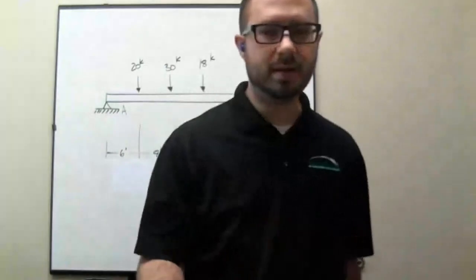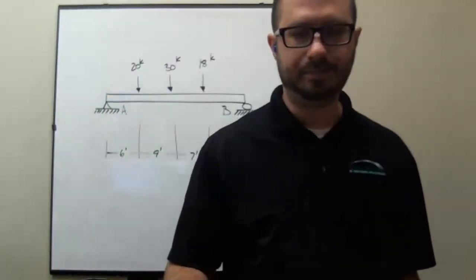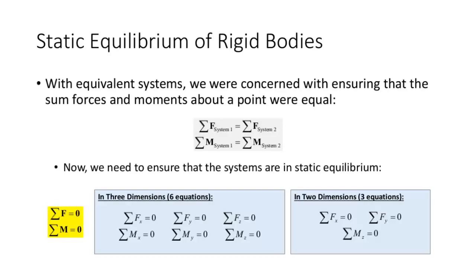And so what we're talking about in statics land is this. In equivalent systems, what we were trying to do is ensure that the forces and moments in system one equal the forces and moments in system two. Now we need to ensure that the system is in equilibrium. So I mean that the sum of the forces and the sum of the moments in a given system are zero. Now in three dimensions, that's six equations, six unknowns.